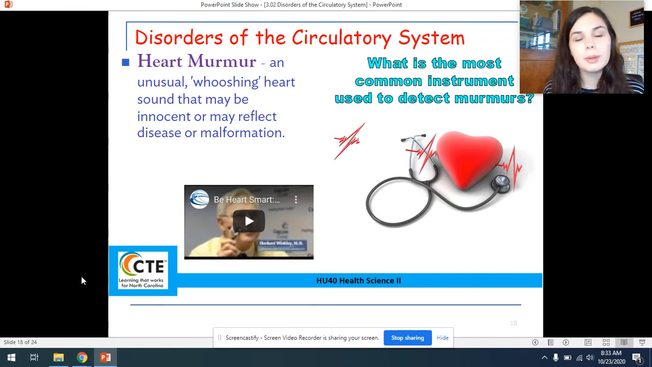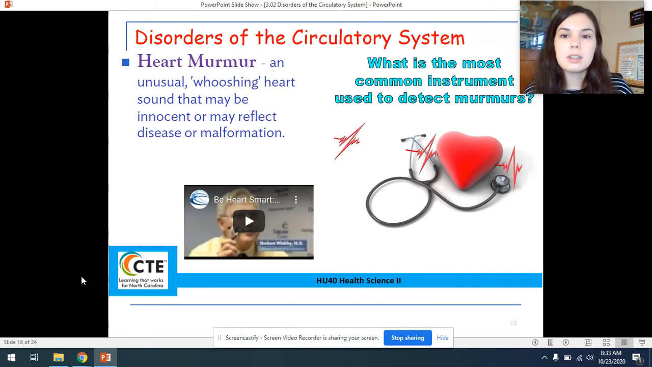But then there are heart murmurs that can be a symptom of a disease. So we use a stethoscope in order to detect most heart murmurs, and you're going to be using stethoscopes to measure blood pressure and things, and you could definitely use a stethoscope to listen to your own heart while you're practicing.